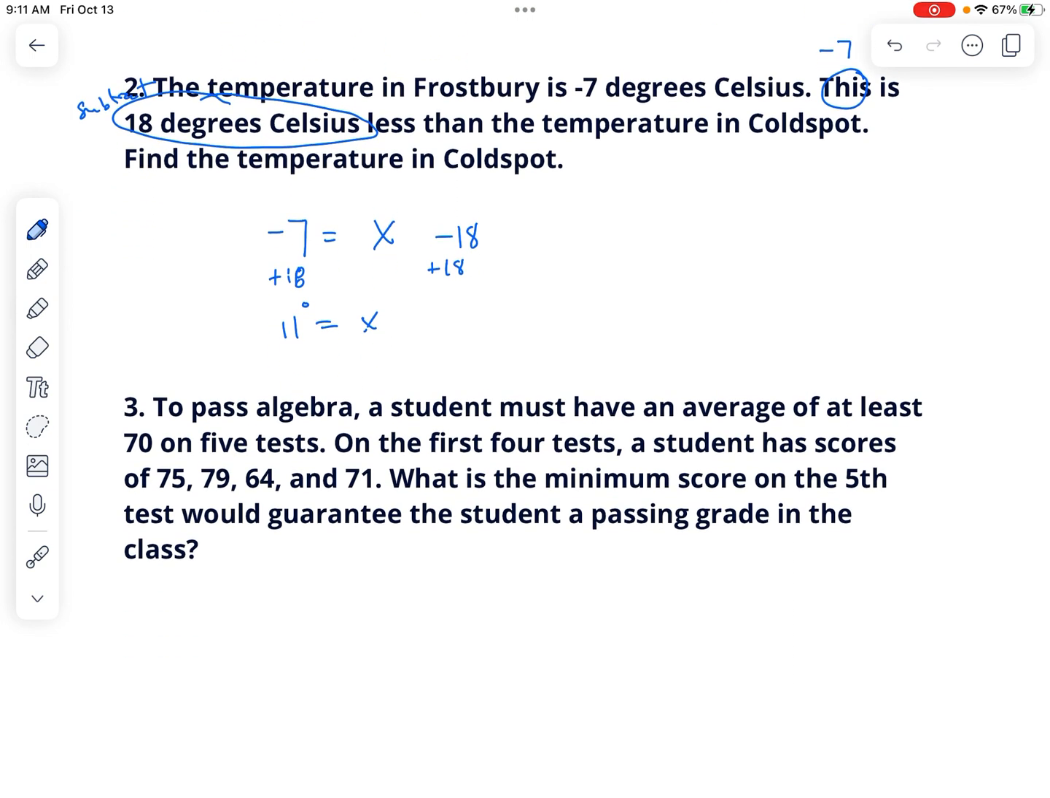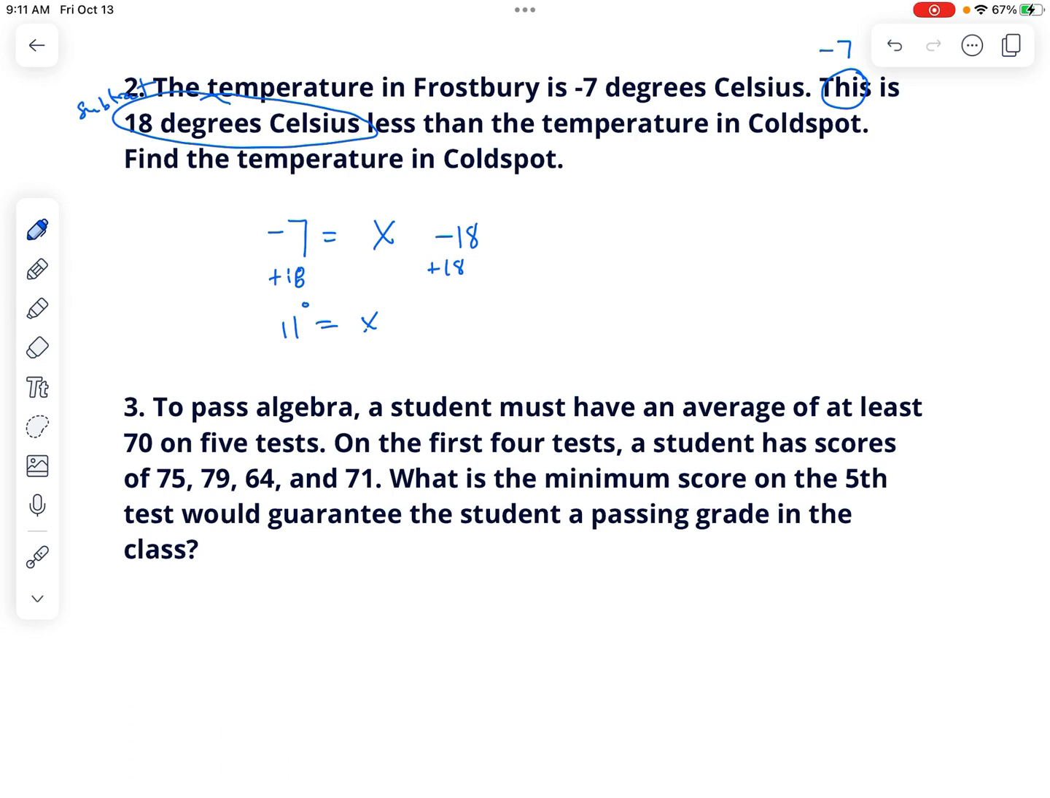All right, the next one. To pass algebra, a student must have an average of at least 70 on 5 tests. In the first 4 tests, the student has scores of 75, 79, 64, and 71. What's the minimum score on the 5th test that would guarantee a student a passing grade in class? Okay, so again, we're reading the whole thing, and then we'll break it down a little bit.